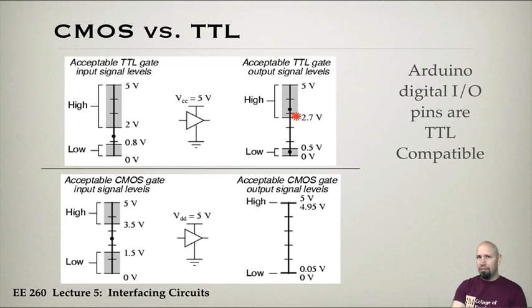Not guaranteed. That's kind of surprising, isn't it? Not guaranteed to put out 5 volts. It's going to put out something between 2.7 and 5 volts. That's considered acceptable according to the TTL standards.